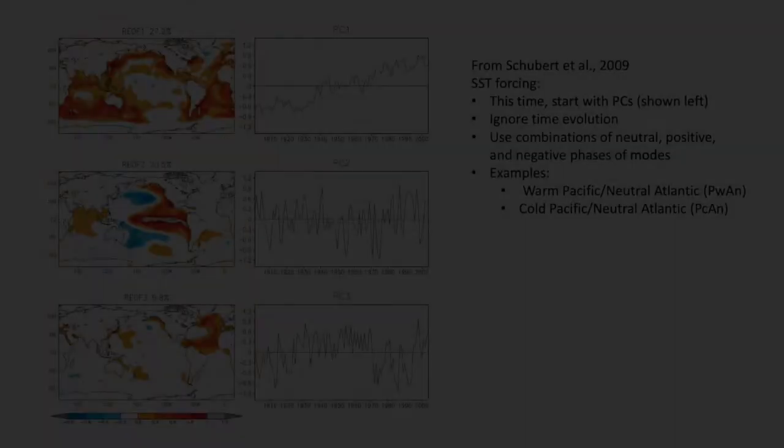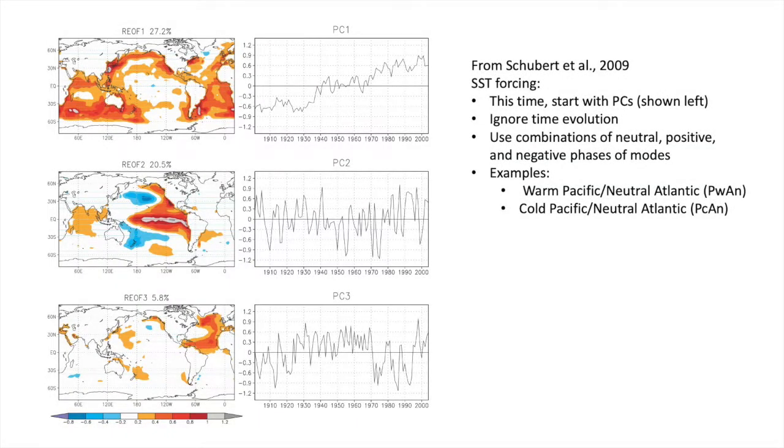All right, so now moving on to some of the mechanisms, the dynamics that cause drought. This is from a 2009 paper, Schubert et al., that I like because it does a really nice job of explaining how we set up some of these idealized sea surface temperature forcing experiments.